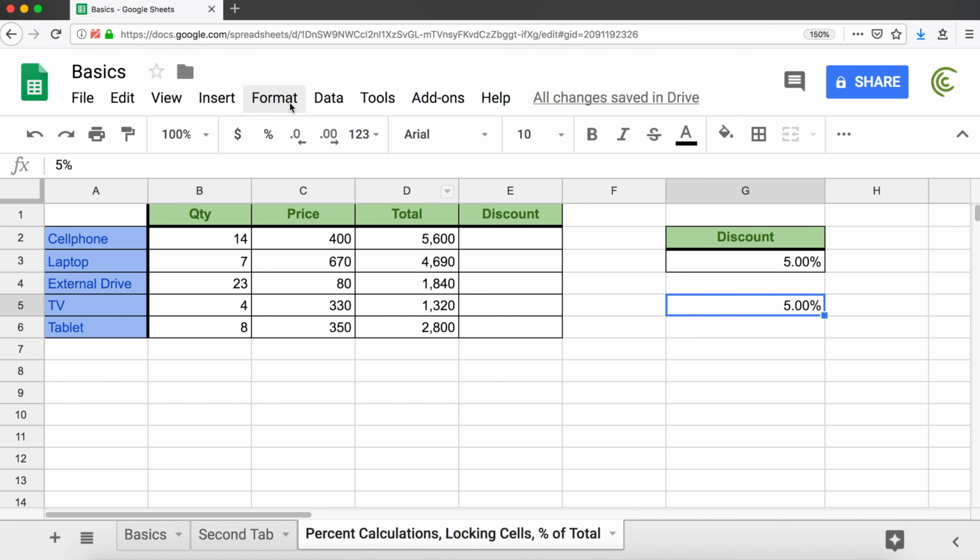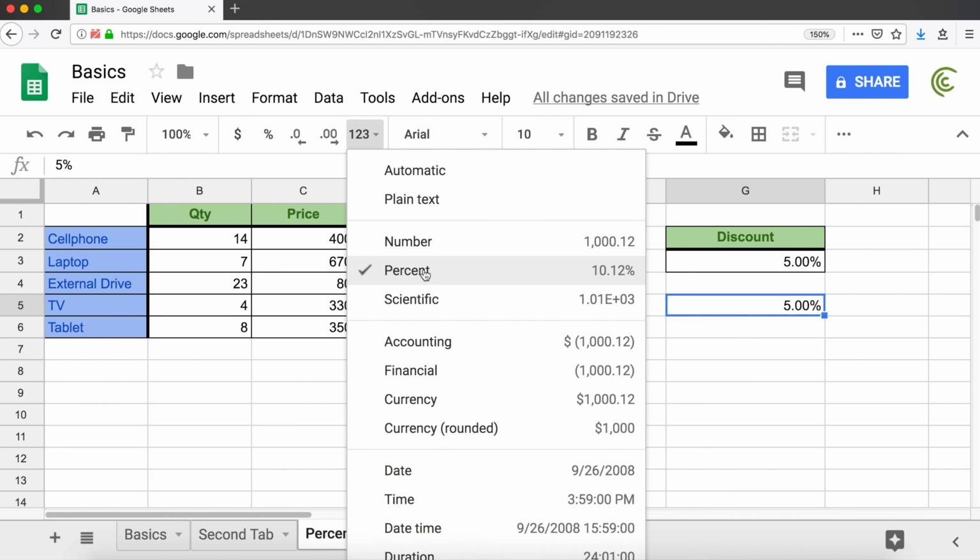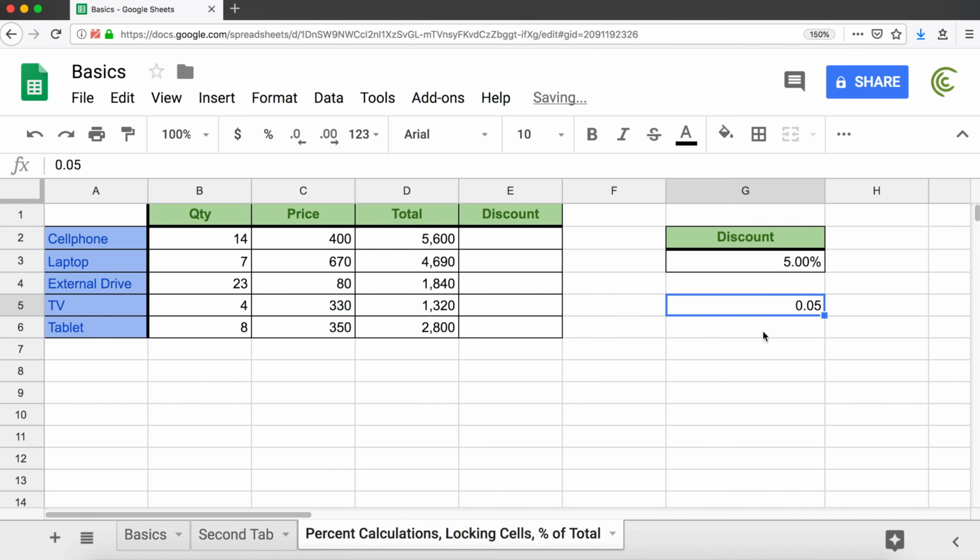Because when you have a format applied to the cell, that doesn't actually show you what's originally in the cell. If I open under this more format, see right now this is under percent format. If I wanted to see what number is in that cell, I would go under number and see the number is 0.05. While I was typing 5%, the number that's going to be used for calculation is this number 0.05. So let's keep this in mind. This 5% is 0.05.